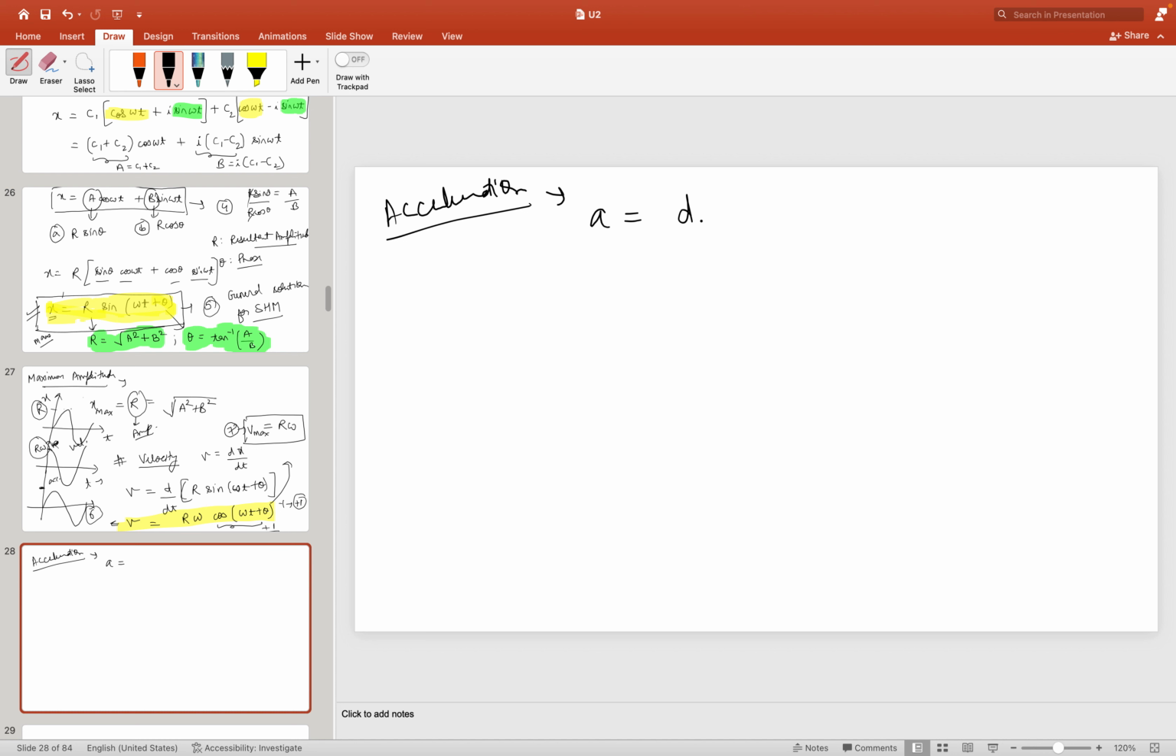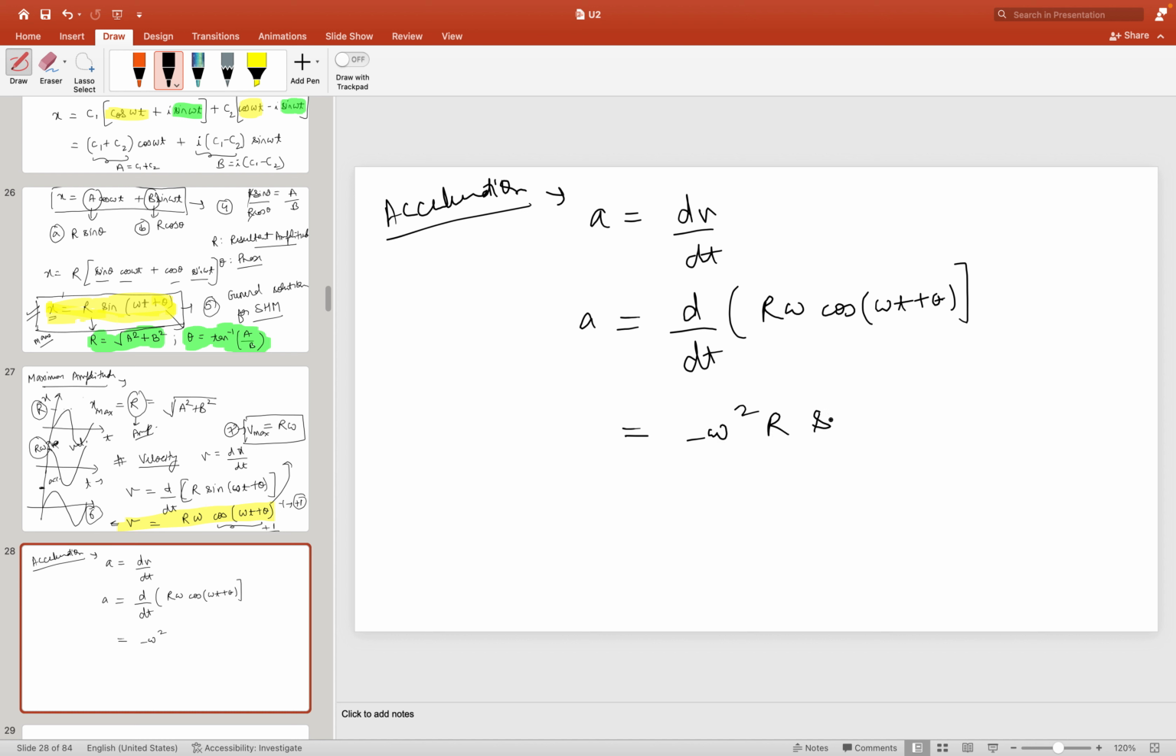Acceleration is equal to dv upon dt. So what will be the value of acceleration, class? Can anyone tell me this? Minus omega square R sin omega t plus theta, perfect, right answer, very good. So it will be cos omega t plus theta here, and as told by one of the students, minus omega square R sine omega t plus theta.